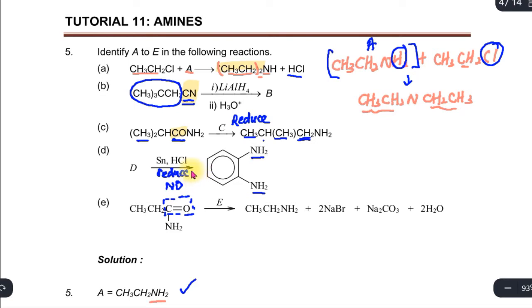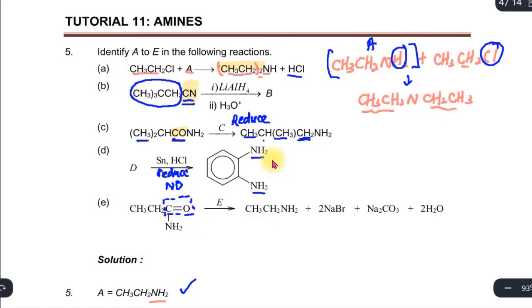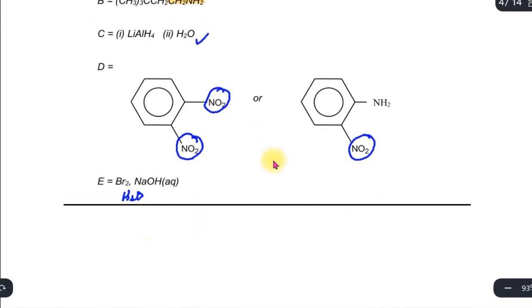Nitro compound, it might be a 2 nitro compound or a 1 nitro compound. We check from here, yes, this one is a nitro compound. So by using iron acidified, or zinc acidified, or SnCl2, stannum chloride acidified, NO2 will be reduced to become an amine. So there are two possibilities for this answer, whether it's two nitro groups or one nitro group.